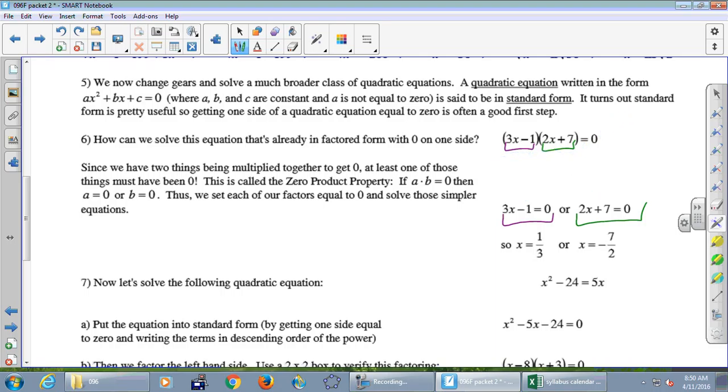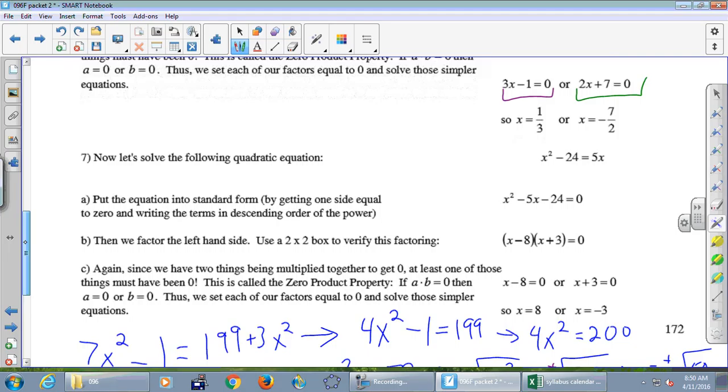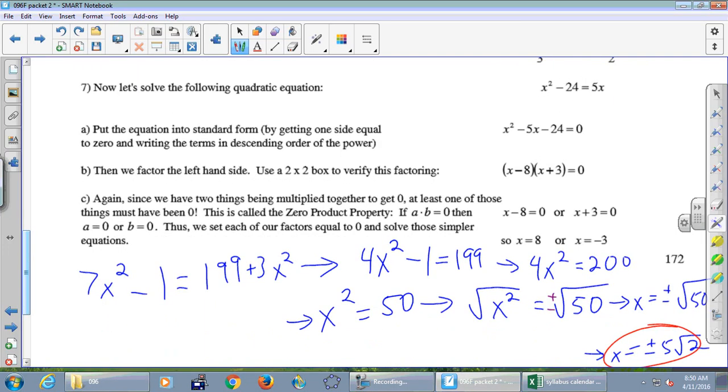All right, so now we're going to take a look at something more complicated, which we're going to turn into a purple times green equals 0. Let's take a look at 7. Let's solve the following quadratic equation. It's here on the right-hand side. x squared minus 24 equals 5x. You're going to get lots and lots of practice solving things that look just like that. The process is always the same.